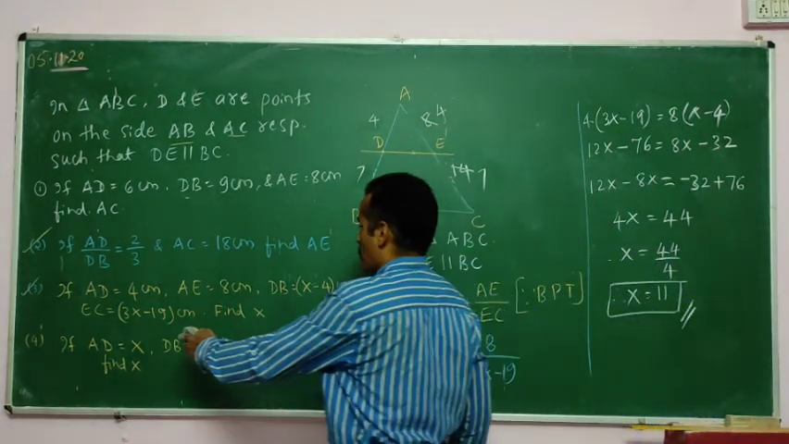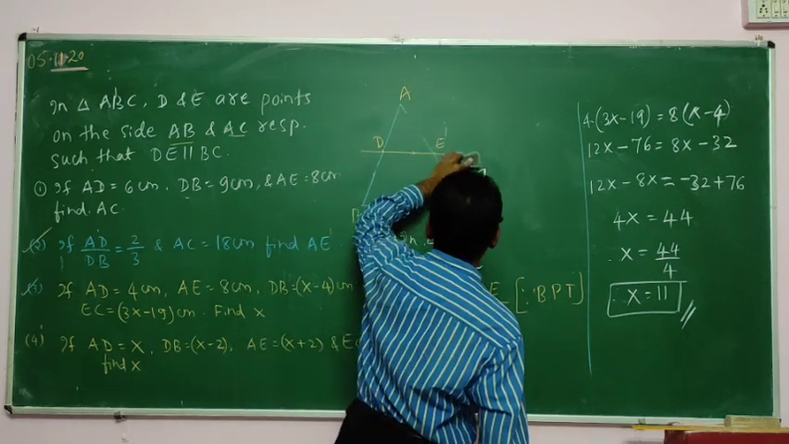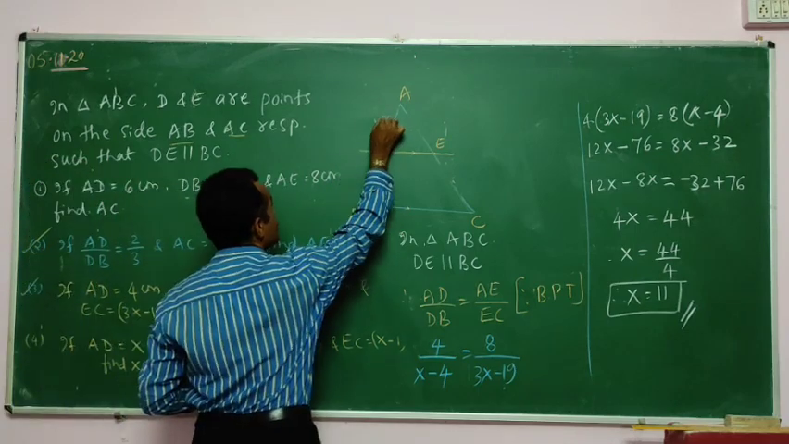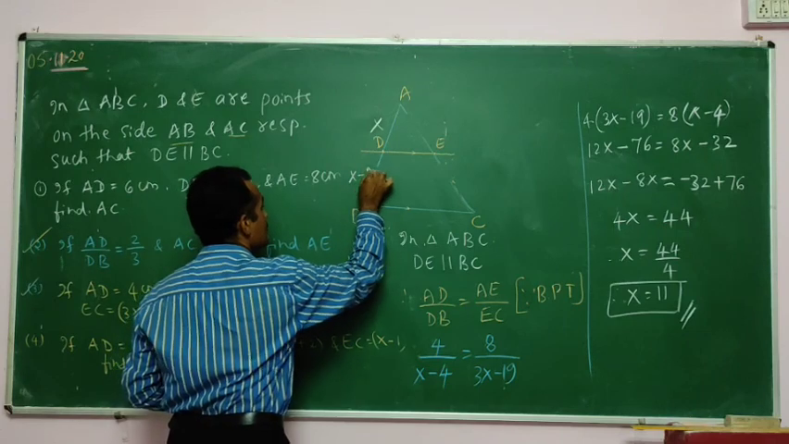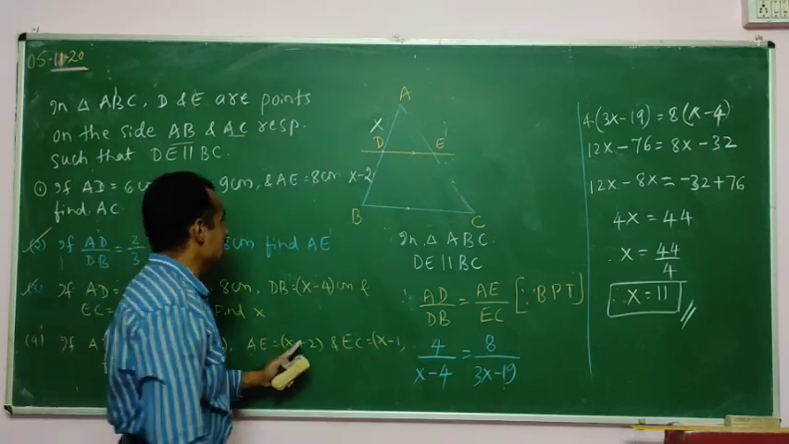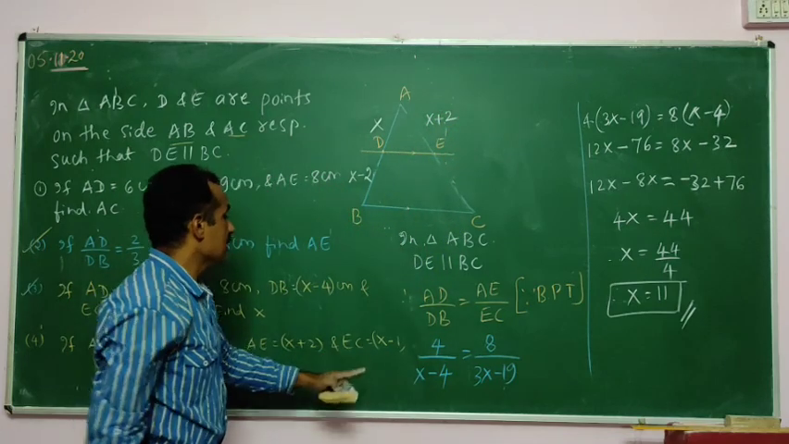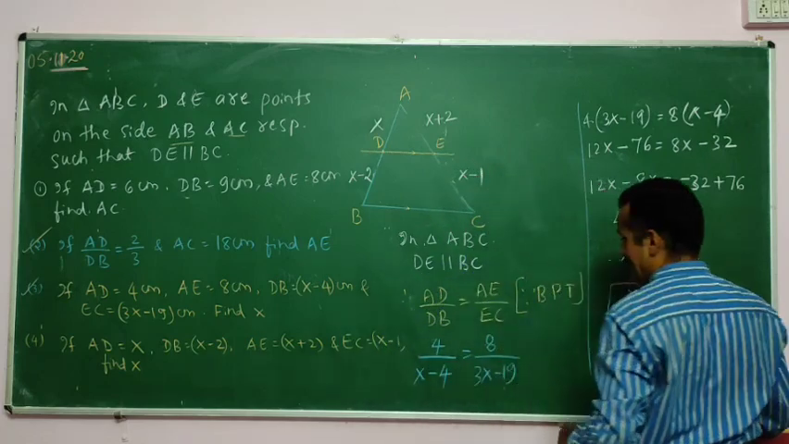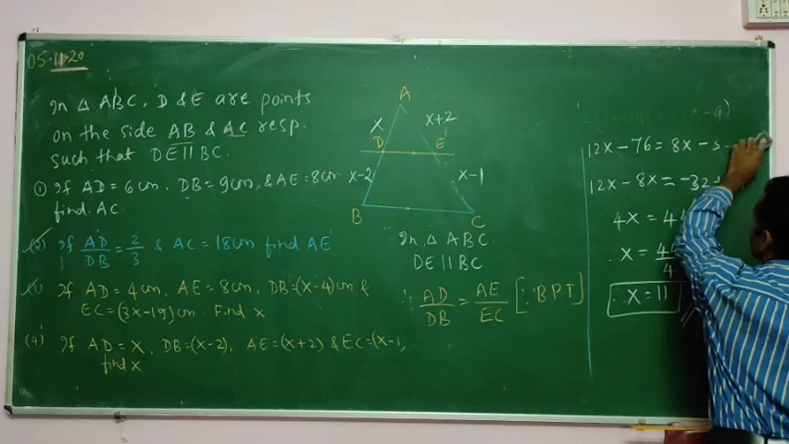Okay. Coming to the last problem. What is given? AD is x. DB is x minus 2. AE is x plus 2. And EC is x minus 1. Find the value of x.